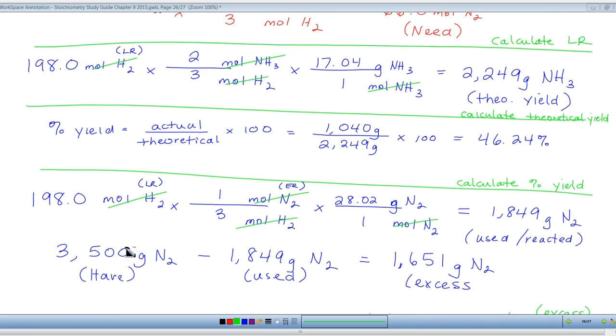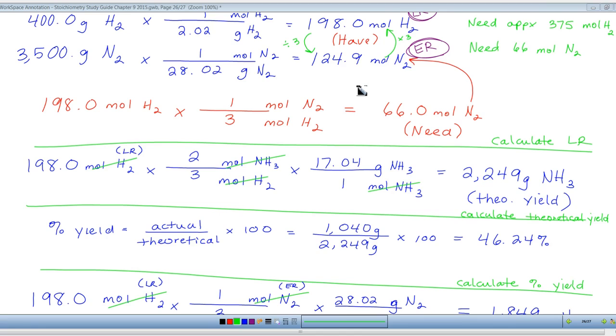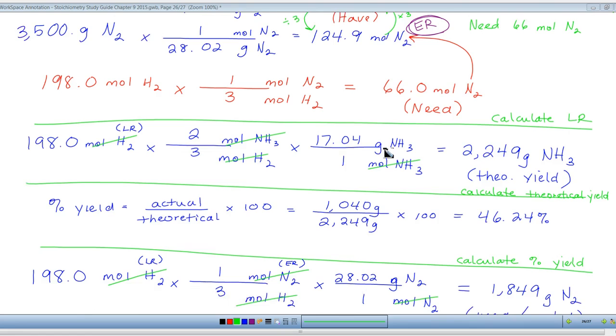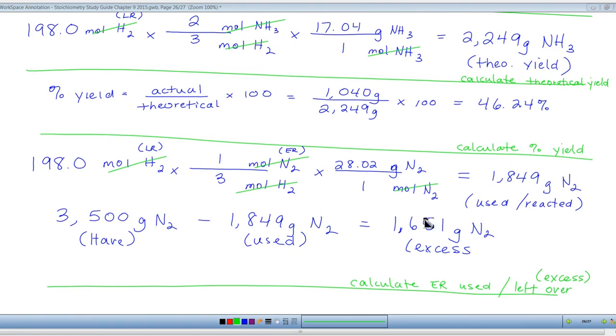You could say 124.9 moles is what I have, minus this 66 that I need. It was only 66 moles that got reacted or used. The difference then would be the amount of excess nitrogen in moles, which then maybe we would just change back to grams. But it doesn't matter if you do this subtraction in grams or moles. You just might have to switch it to grams at some point. So then I just brought this guy back to grams.